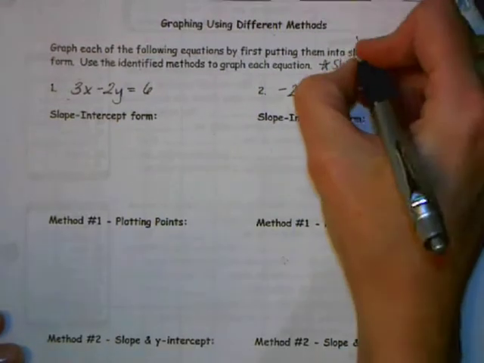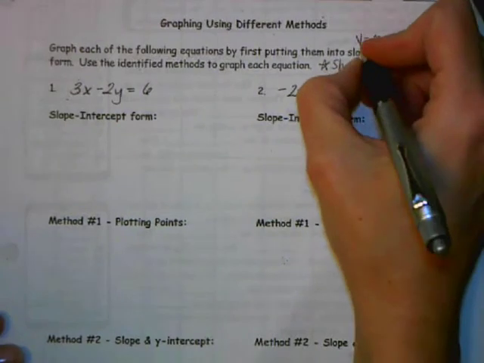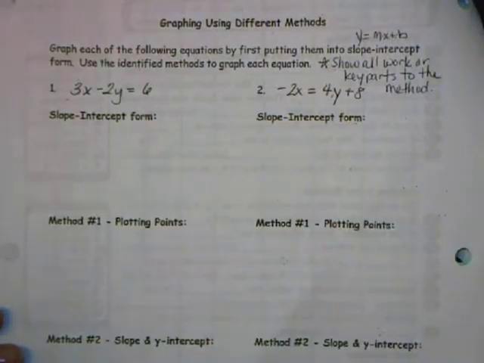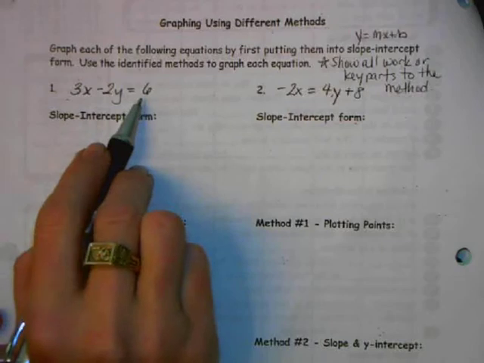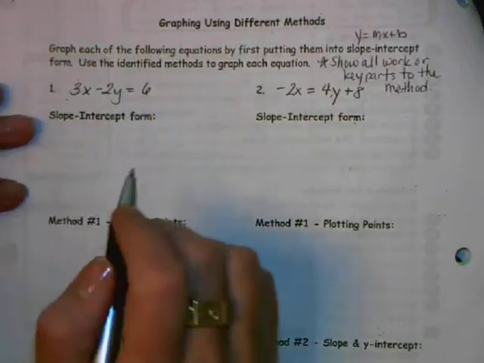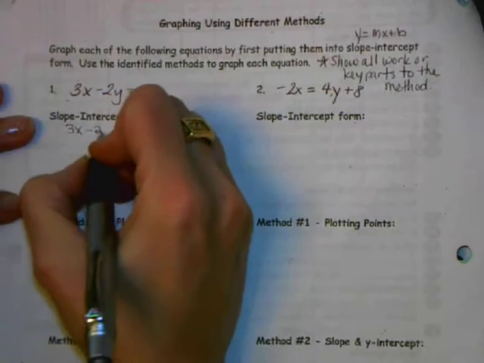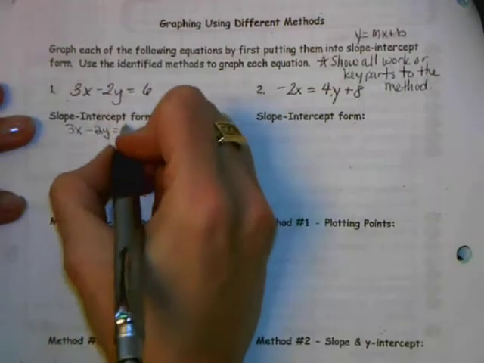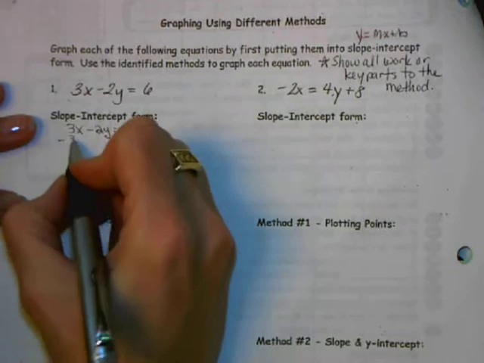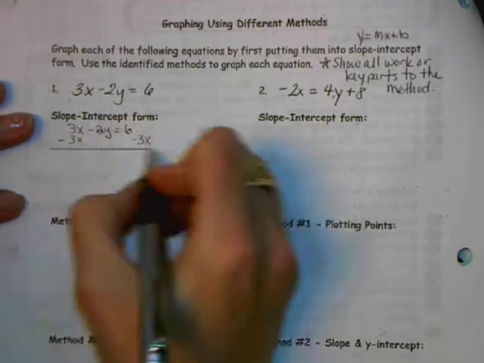Remember that slope-intercept form is y equals mx plus b, where m is the slope and b is the y-intercept. So in order to get this equation into slope-intercept form, the first thing I need to do is solve this equation for y. So I start with the original equation, 3x minus 2y equals 6, and I'm trying to get the y by itself. First, I'm going to subtract the 3x term from both sides.